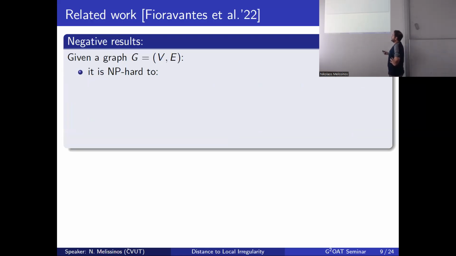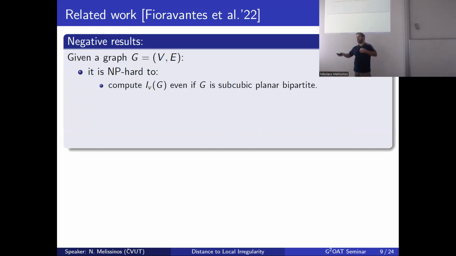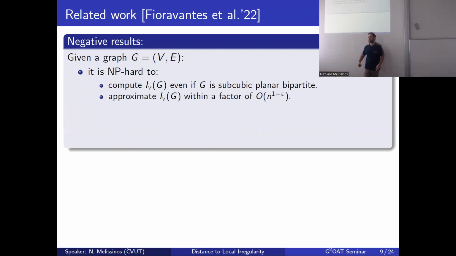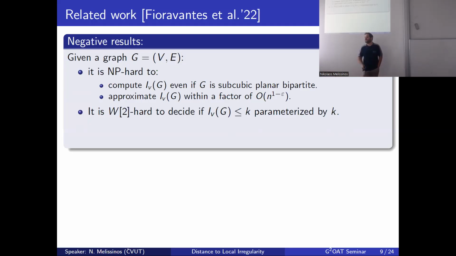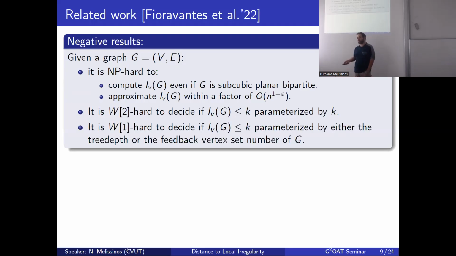So, what are some existing results from previous work? First of all, the problem is NP-hard, even in subcubic planar bipartite graphs. It's NP-hard to approximate within any normal factor. And it's W[2]-hard parameterized by the size of the solution, and W[1]-hard parameterized by the treedepth and the feedback vertex set of the graph.